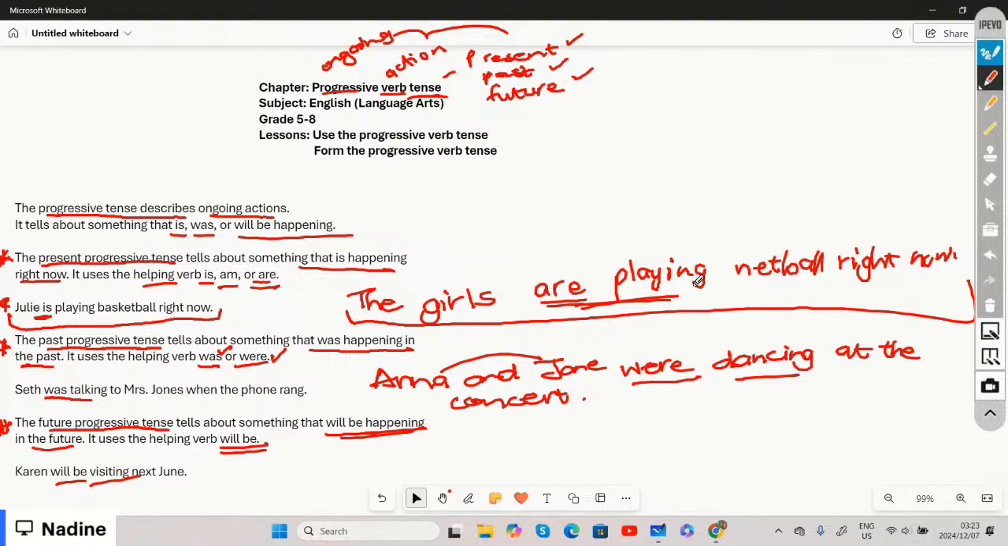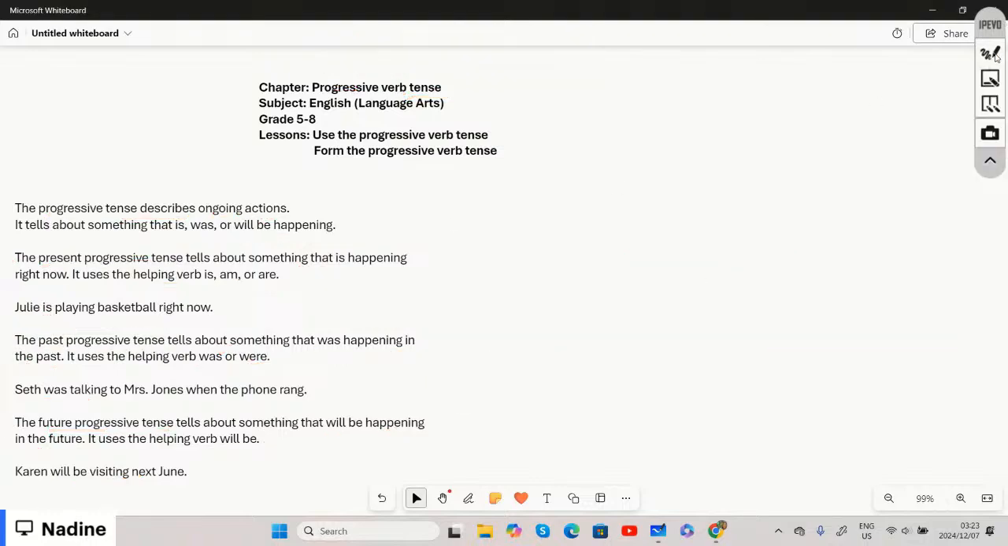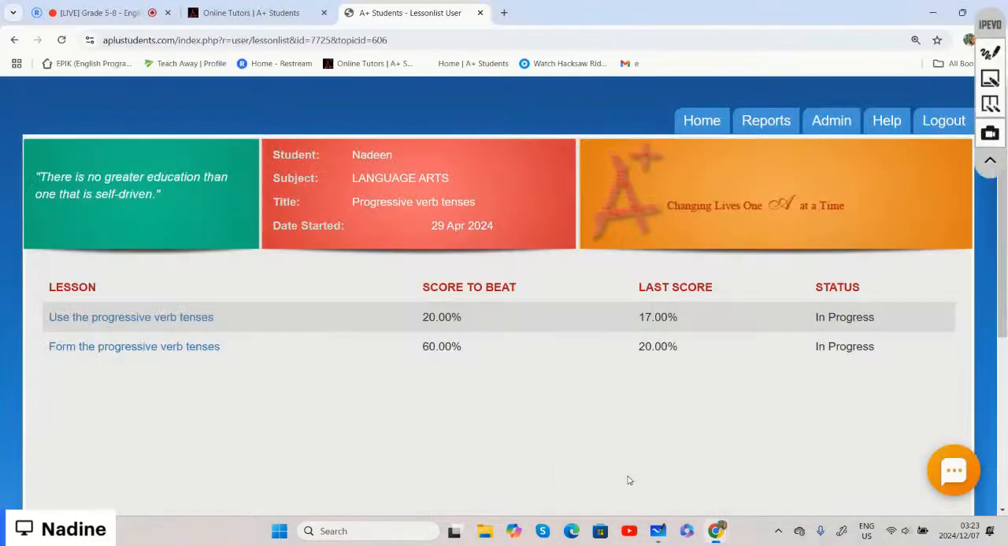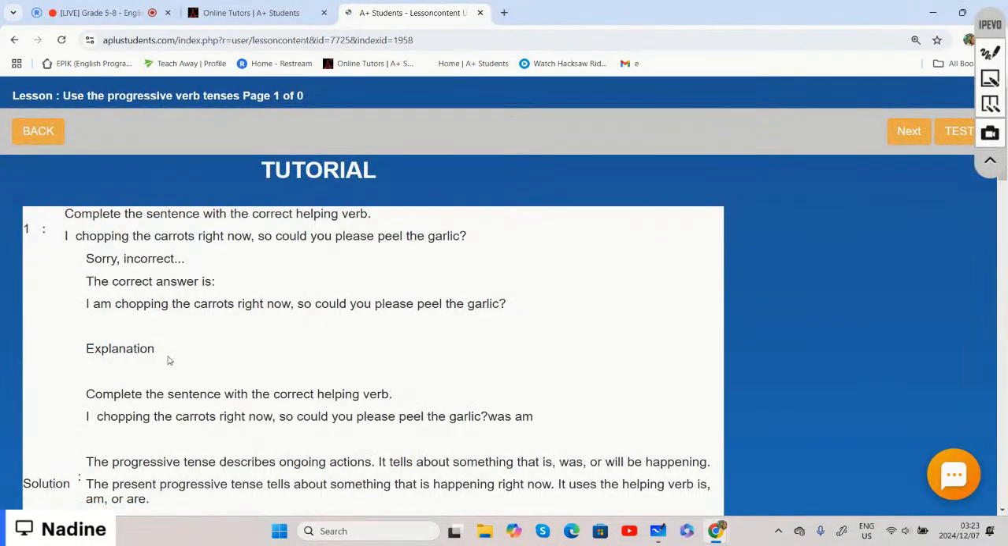All right, yes, today we will be singing for the competition. Well done. That means that if you win or you're about to compete, then you will be singing. So well done. That is correct. All right, so now we're going to aplusstudents.ca and we're going to use the progressive verb tenses, whether it is in the present, the past, or in the future.